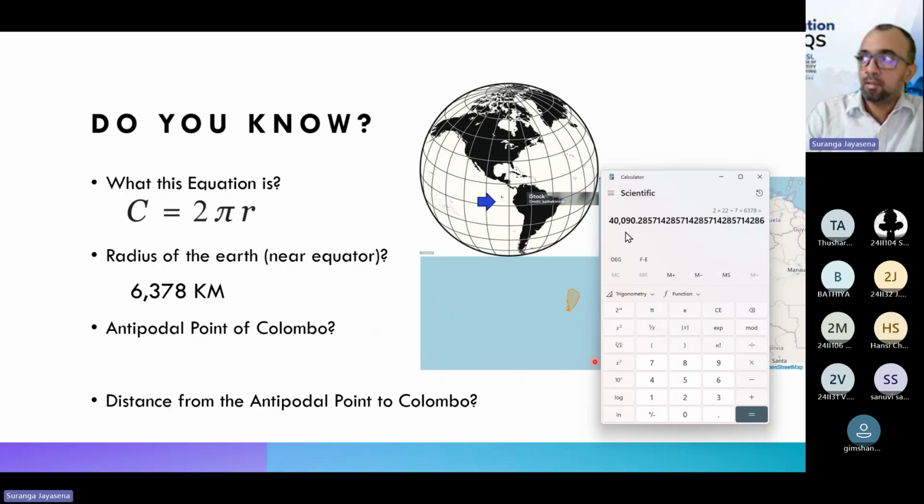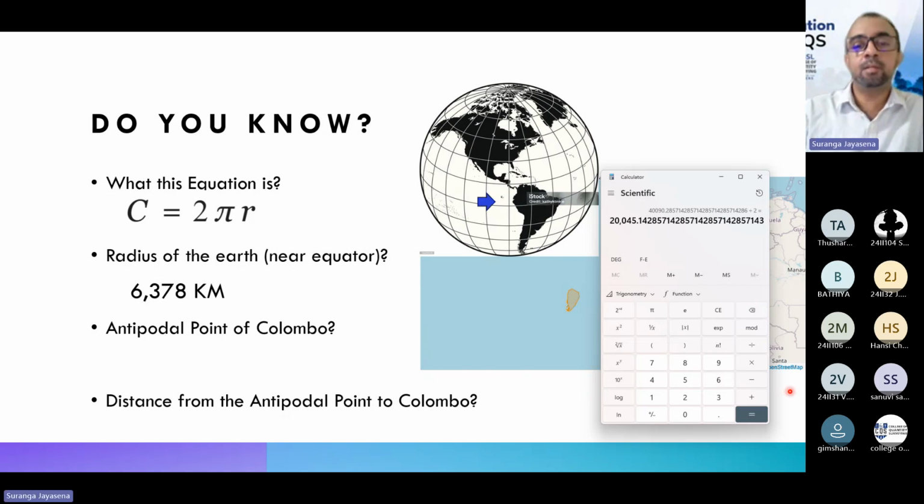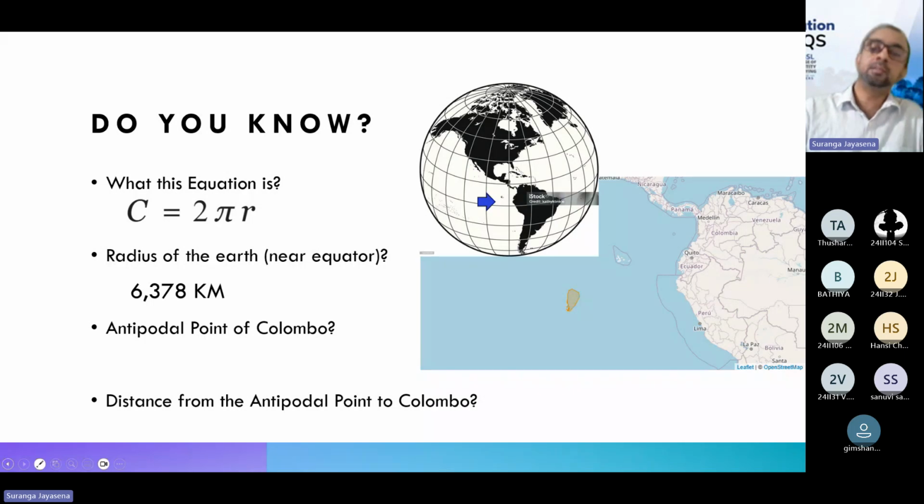It is 40,090 kilometers. But we know it is a circumference, so we need the half of it. So we divide it by 2. That is 20,000. Okay, so I believe you got some idea of what understanding is, right? Compared to just knowing, right? So understanding is when you get the meaning of each point, and because of that, being able to come up with new answers.